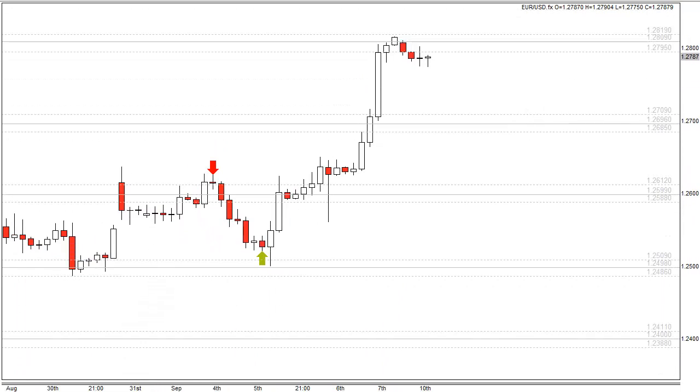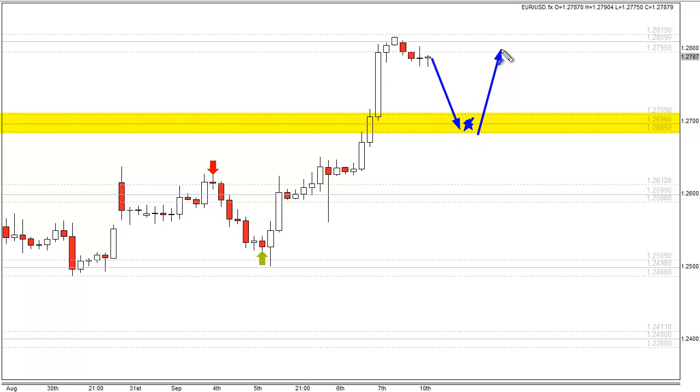To the short side, we have the 1.2685 through to the 1.2710. So this here. Now this has acted as both support and resistance in the last year. Very strong area. If the price comes down to here this week, I'll be looking for indecision around here, and I'll be looking to take a long reversal trade. There's definitely buyers down here and they're going to want to push the price up.